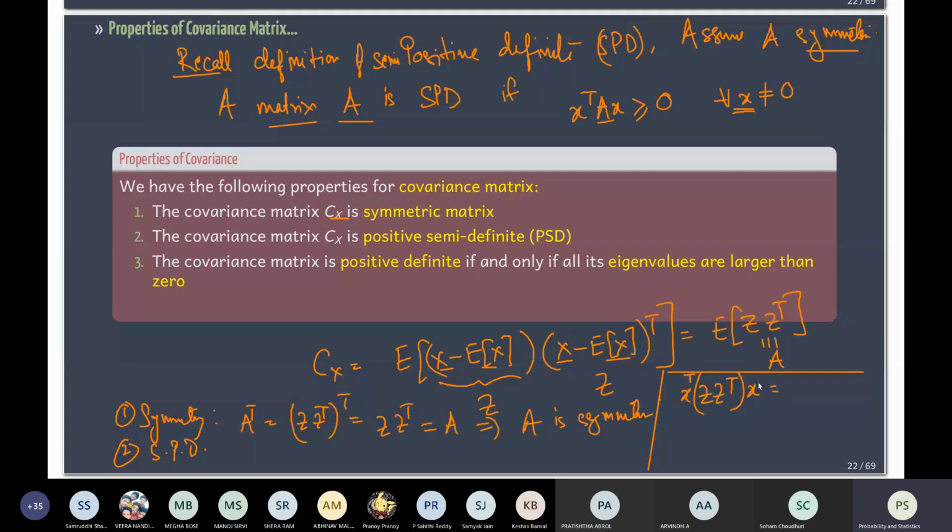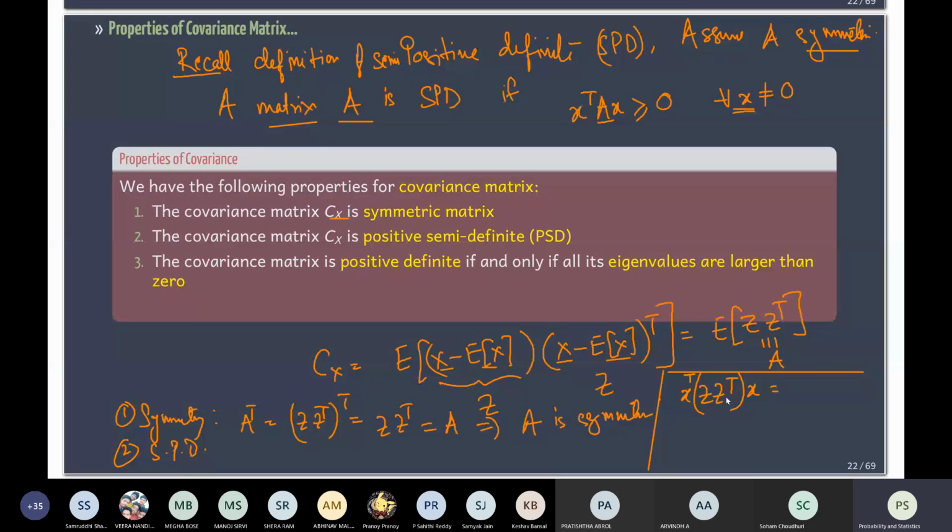Obviously x is non-zero; x equal to 0 will give 0. So what should I do here to ensure that this must be greater than or equal to 0? What do you think? What should I do here? Can you tell me in the chat why it should be greater than or equal to 0? Any idea why?